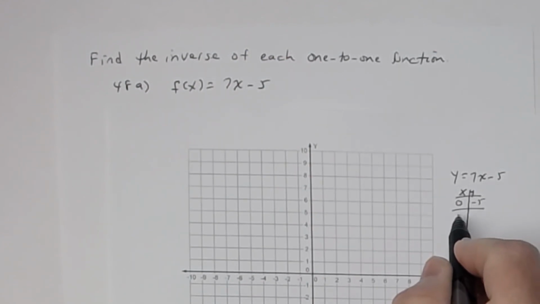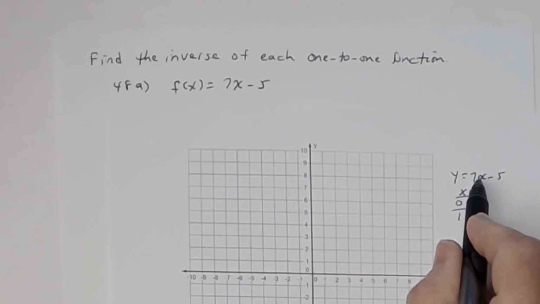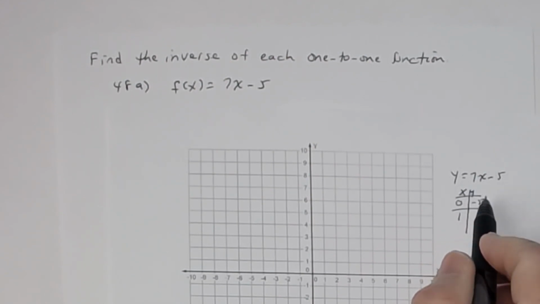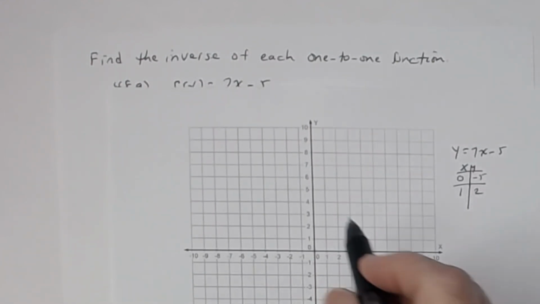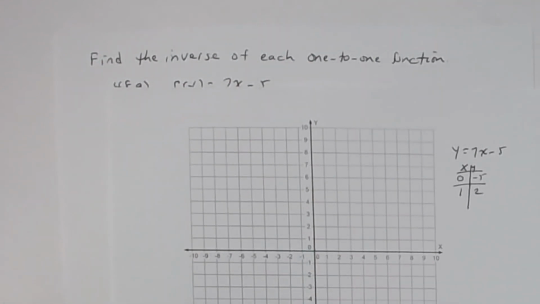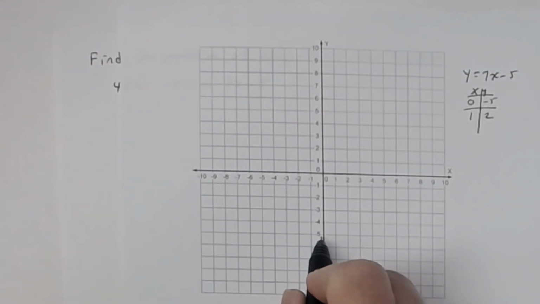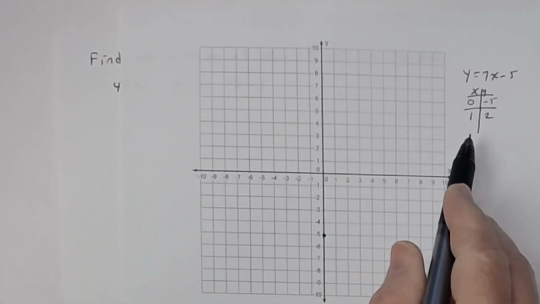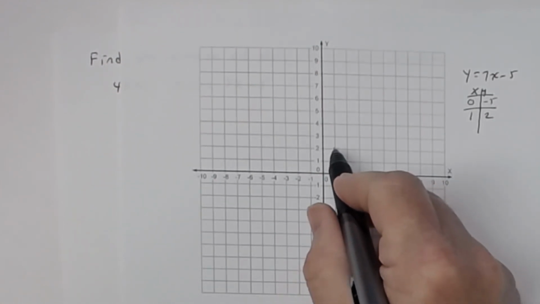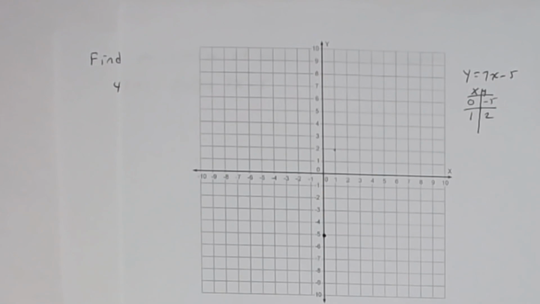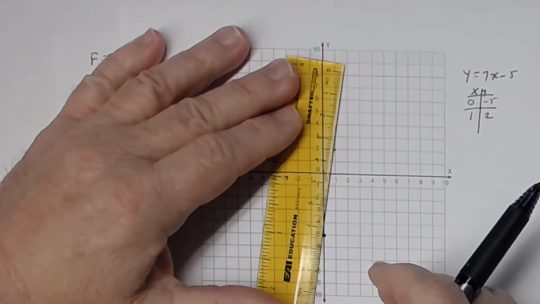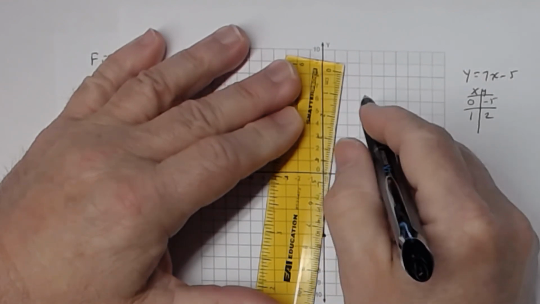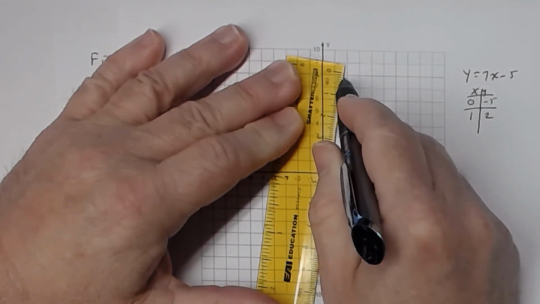If x, let's say, is 1, I get 7 times 1, which is 7, and 7 minus 5 is 2. And so if I graph this line just using those 2 points, let's see, I'm going to get 0, negative 5, which is right here. And I'm going to get 1, 2, which is here. And then using a ruler, we have this. So let me draw this line. All right, so we have this line here.